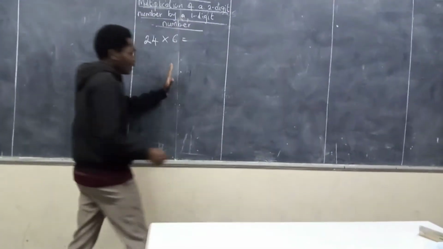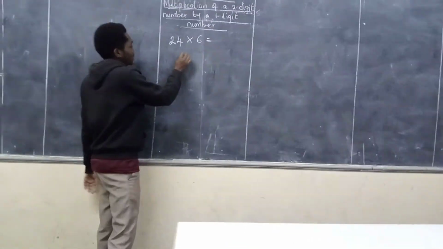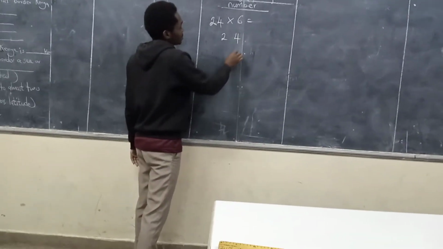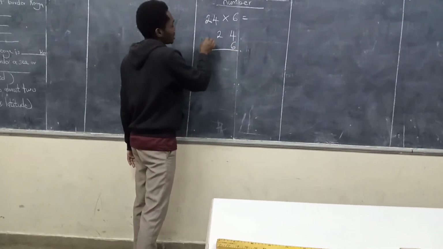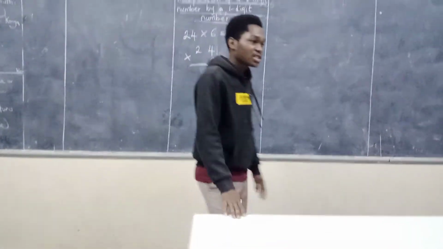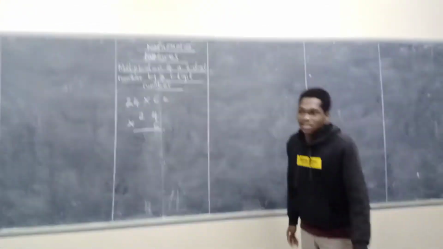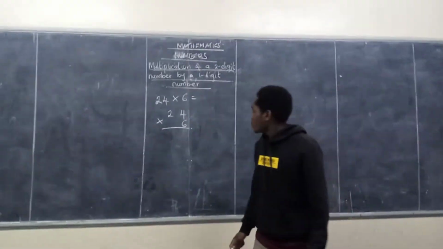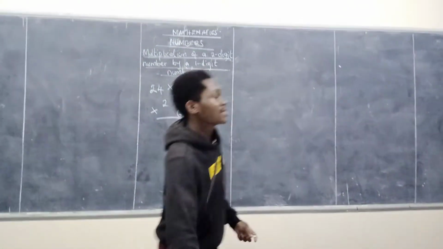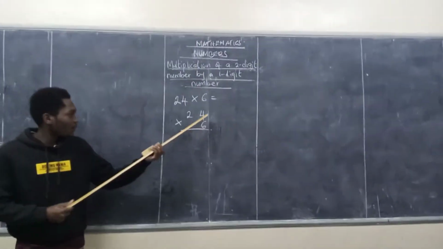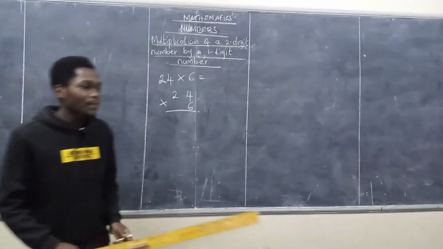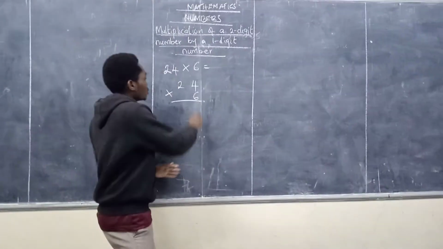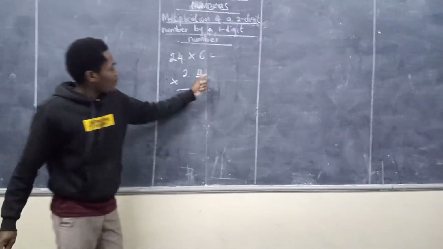Now, first up is write these numbers like this, that is 24 times 6. Ensure each and every number in your exercise book is written in its box. So I'm going to start with the ones side. The ones side is 4 times 6. So that's the first thing that I can do. So I'm going to start with 4 times 6.